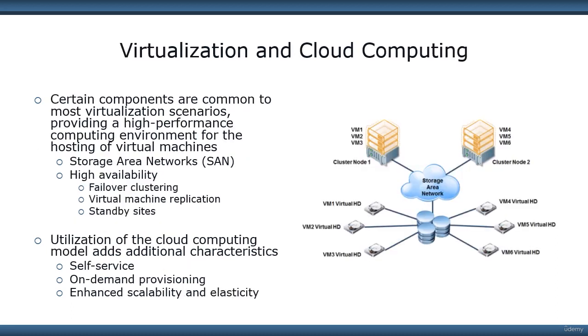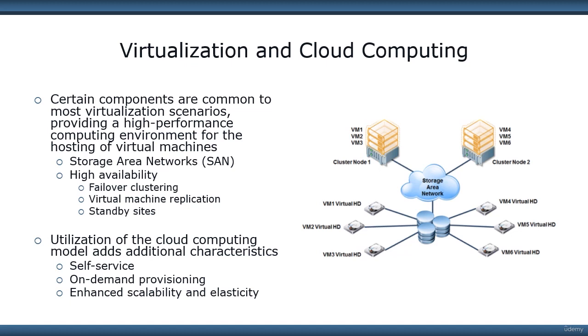Now, certain components are common to most virtualization scenarios, and they provide us with high-performance computing environments for the hosting of VMs. Things like storage area networks. Storage area networks are a collection of physical disk in a SAN cabinet. There are multiple vendors that provide these, but the individual host and the VMs that they host are going to be directly attached to a private SAN, okay? And then they are given virtual hard drives that can span one or more physical hard drives.